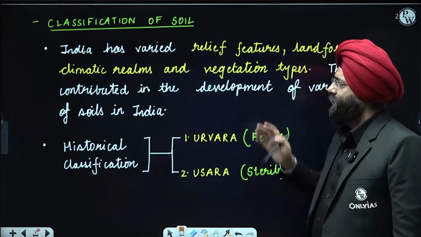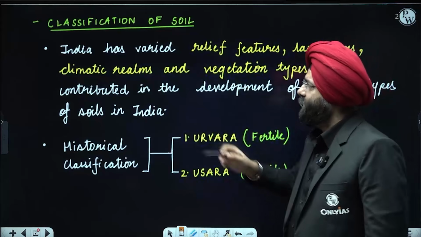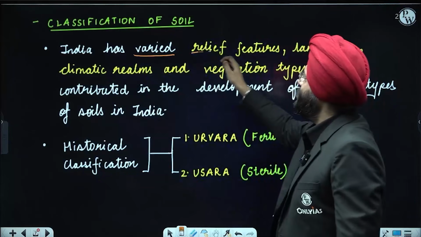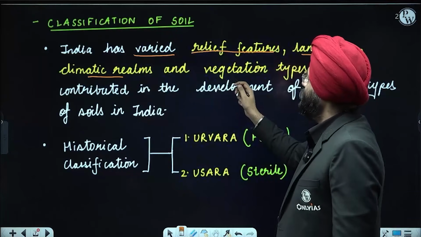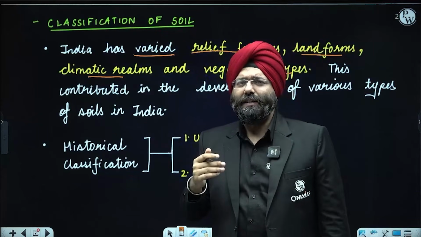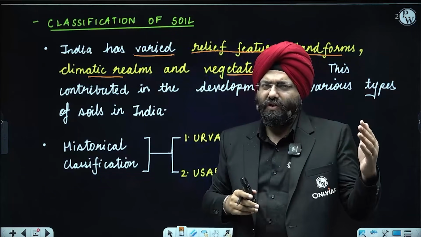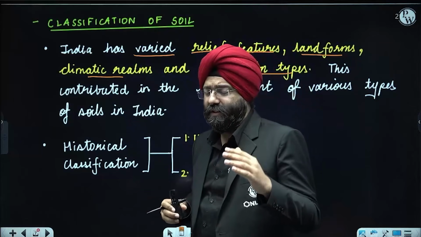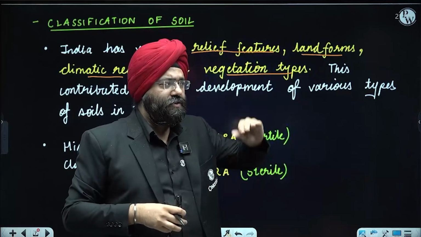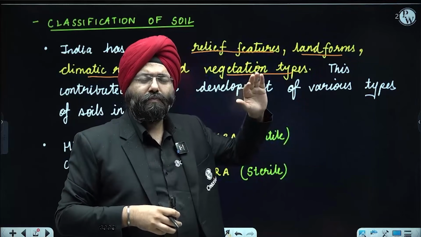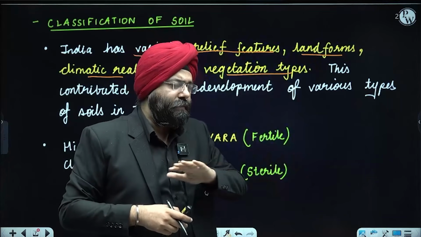Let's move ahead. Next comes the classification of soil as mentioned in your NCERT also. Now see, India has varied relief features, landforms, climatic conditions, and obviously vegetation types. If you realize, India being such a wide country, such a huge area, 32,87,263 square kilometers, by default we know there are various relief features. There will be some regions which have a very sharp slope, a very high altitude where they are located, and some on a very planar scale.